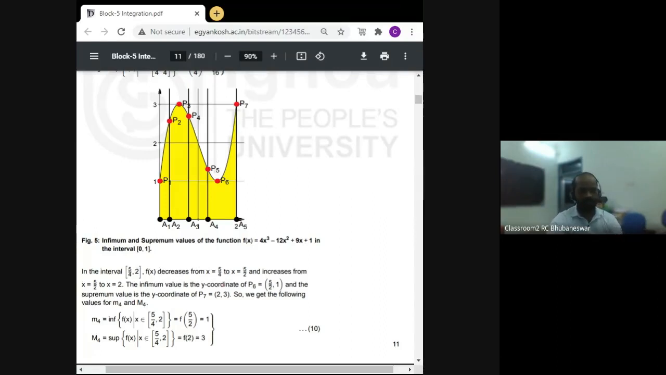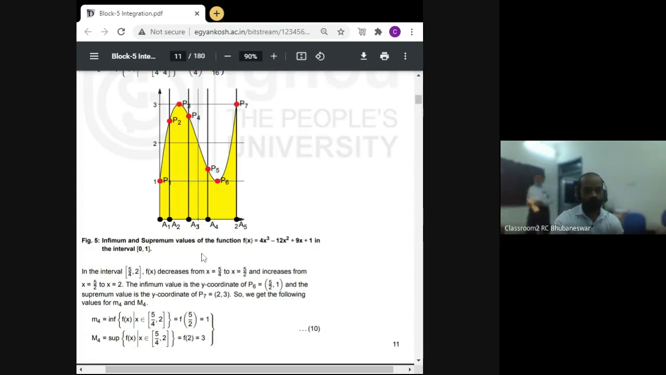Just a printing mistake. So here, let us look at the last subinterval, A4 to A5, where A4 is the point at 5/4 and A5 is the point at exactly 2. So this is the last subinterval, the main focus of discussion here, to calculate the infimum value and the supremum value of the function.